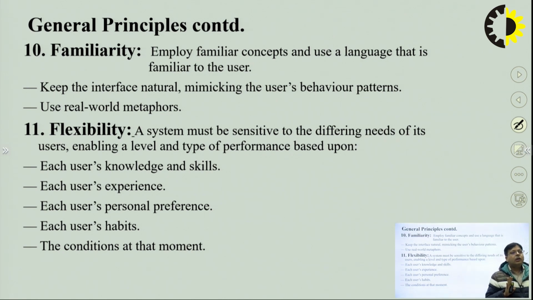And the 11th principle of the user interface is flexibility. The system must be flexible, right? Each user's knowledge and skills, each user's experience, each user's personal preferences and each user's habits, and the conditions at the moment. So suppose you have created a Google form, right?